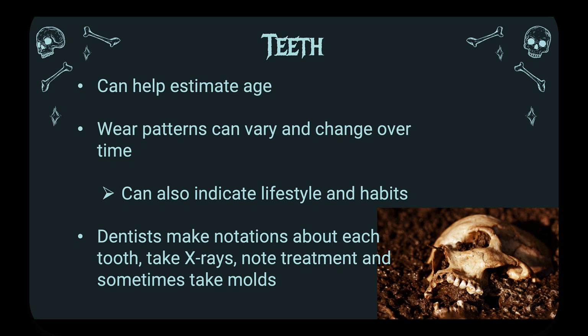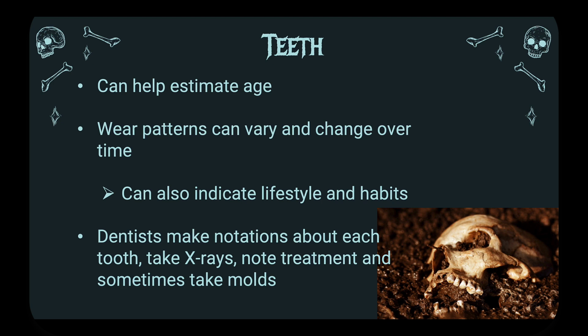Teeth are not like fingerprints, but teeth can grow in differently in each person. Teeth can help to estimate age, like we talked about. They can help in determining ancestry in some cases. Wear patterns on teeth can vary and change over time, which can give indications of lifestyle and habits like smoking, etc. When you visit a dentist, they make a record for you.